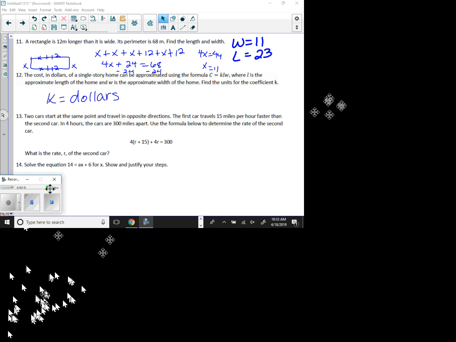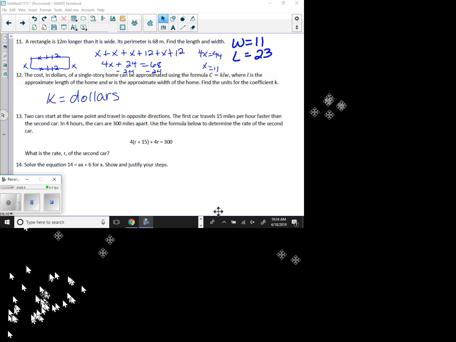Two cars start at the same point and travel in opposite directions. The first car travels 15 miles per hour faster than the second car. In 4 hours, the cars are 300 miles apart. Use the formula below to determine the rate of the second car. Okay, so all you have to do here is solve for R. What's the first step to solve for R?